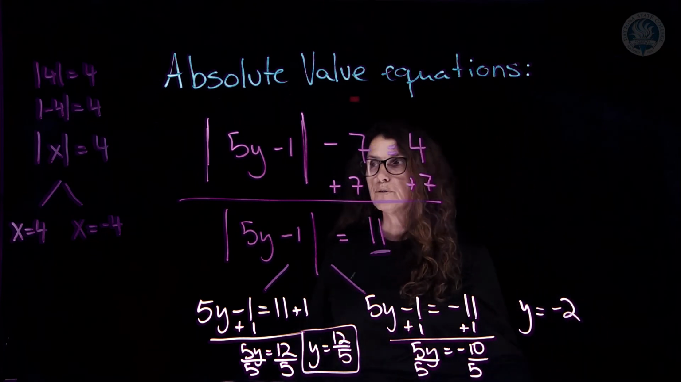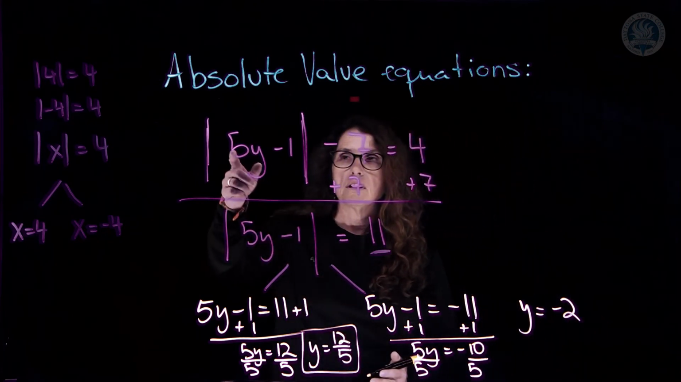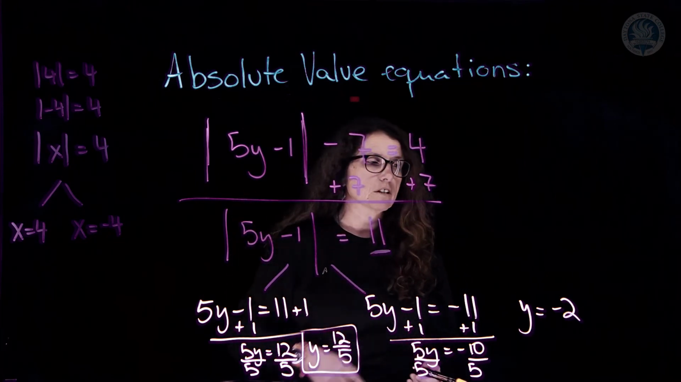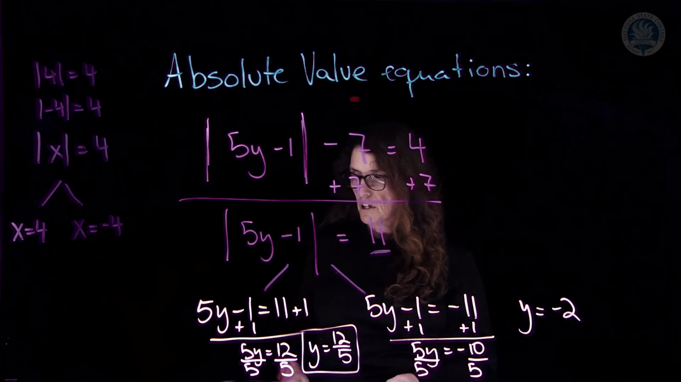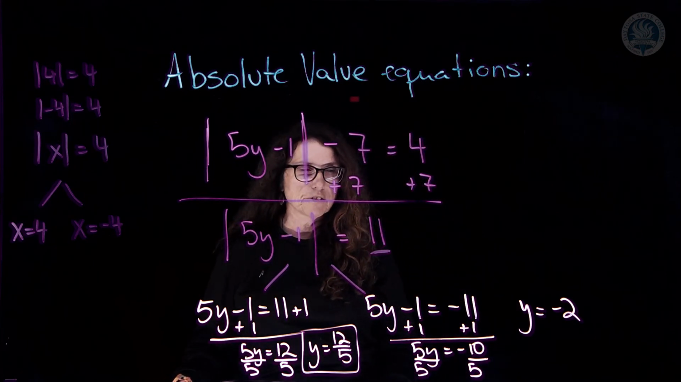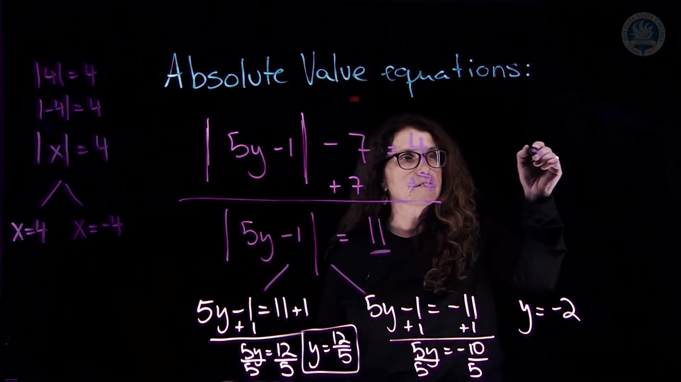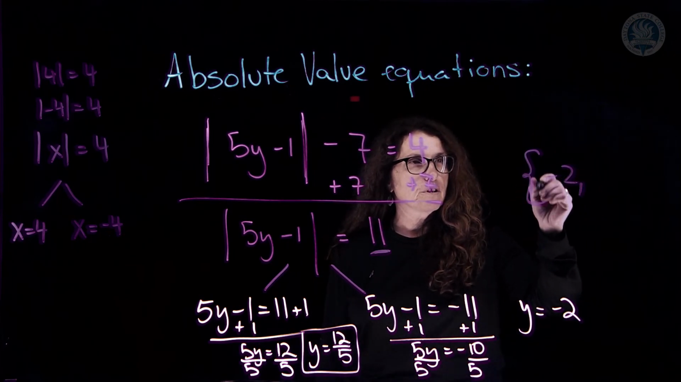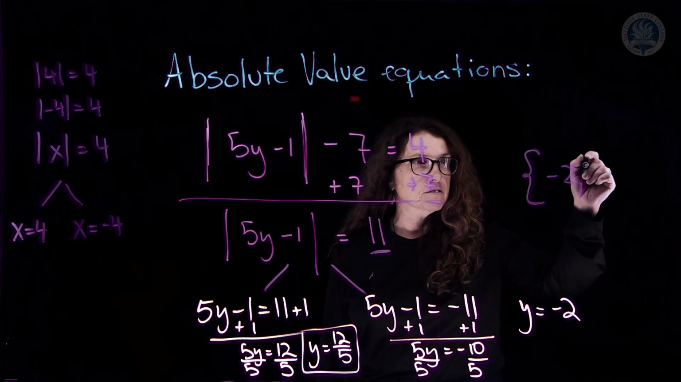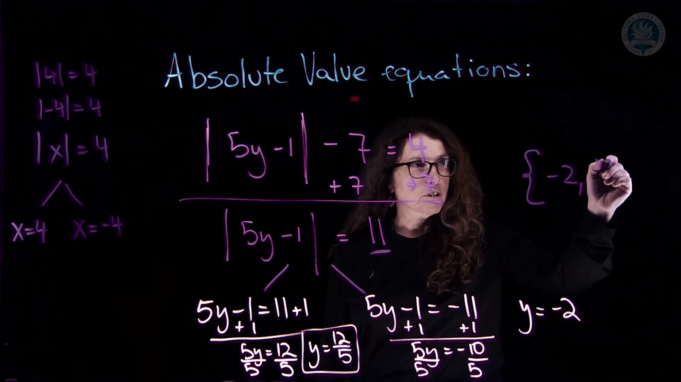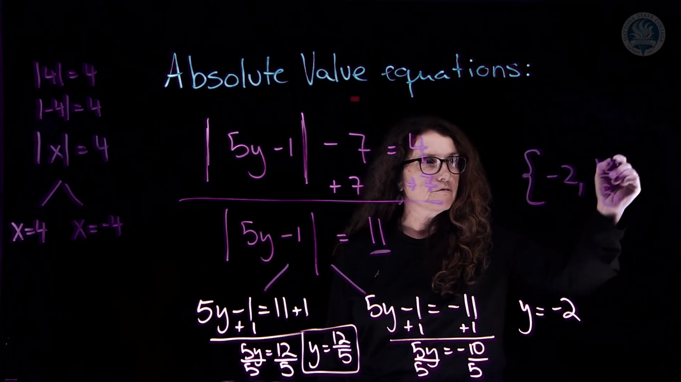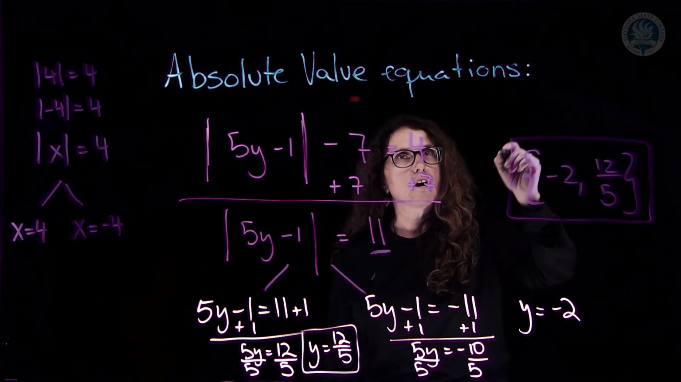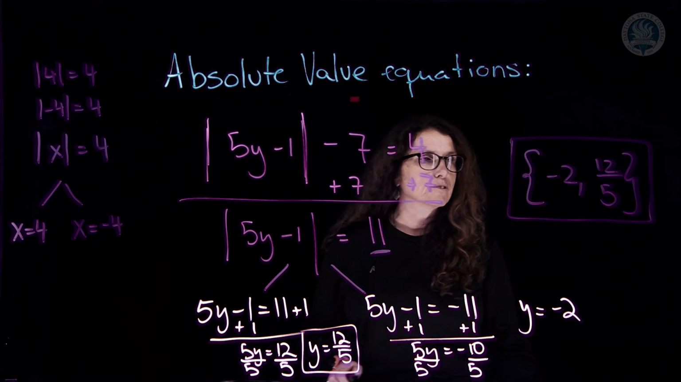So we have two solutions. Again, if we check them, they both will make this absolute value equation a true statement. And when we have absolute value equations, we like to write the solution like that. Negative 2 with, I call them fancy braces, negative 2, comma, 12 over 5. Here you go. That is how you solve an absolute value equation.